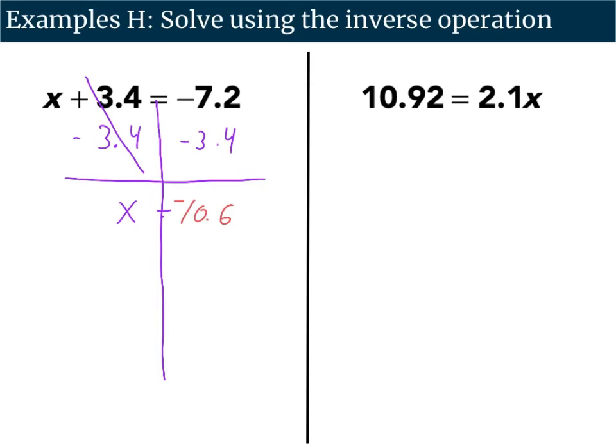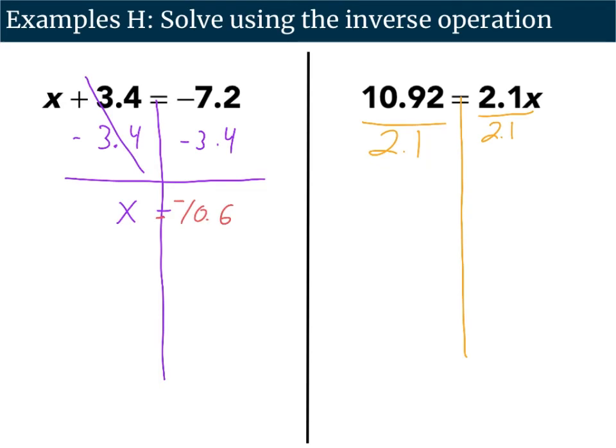Does negative 10.6 plus 3.4 equal negative 7.2? Yes, it does. And if you're not sure, you can use your calculator to check. Now I'm going to go to the right-hand side. I'm going to draw my wall down from my equal sign. I've got 2.1x. So I have no other sign in between, so I know that means multiplication. So I need to be doing the inverse operation of multiplication, which is division.